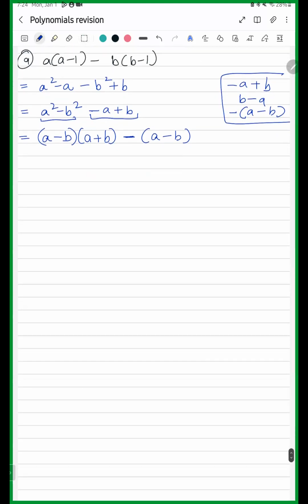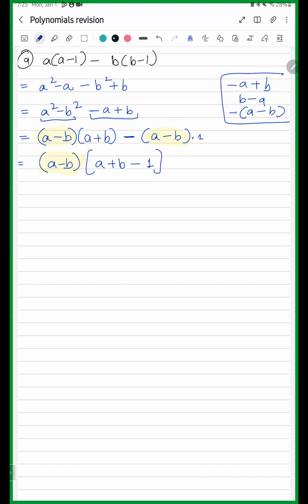So now, as you can see here, we have this bracket which is common in both of them. And you can say that this is being multiplied with 1. So a minus b is common. And inside we are left with a plus b minus what? Minus 1. Because a minus b, when you take this away, you are left with 1. So this is your answer.